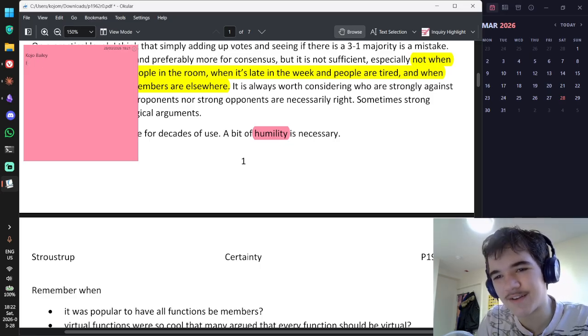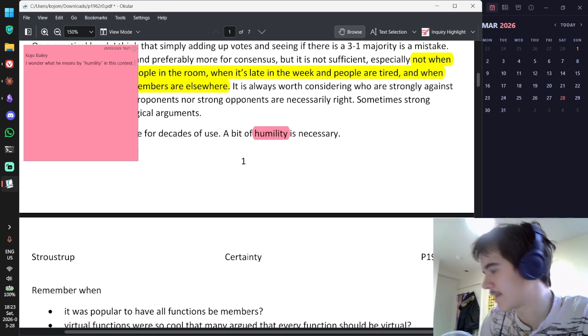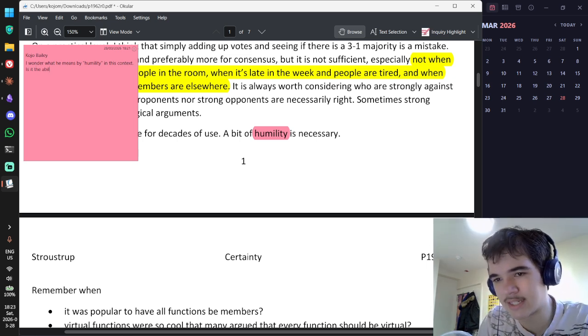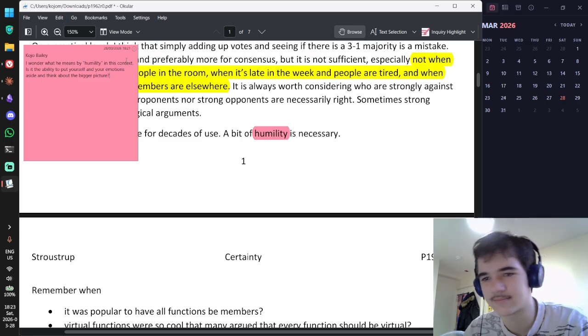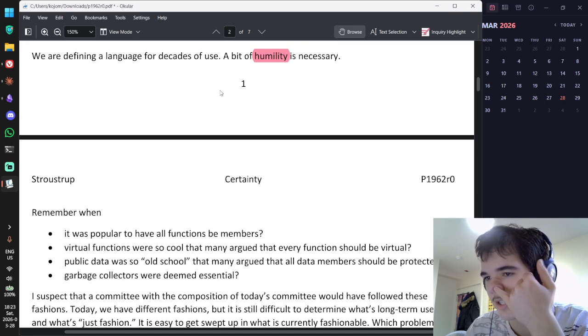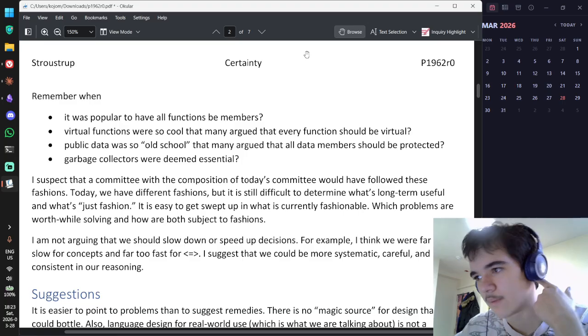Okay, I wonder what he means by humility in this context. Is it the ability to put yourself and your emotions aside and think about the bigger picture? Because I mean, that would make sense, but yeah, it's a question. I don't need to be too deep with the wording.